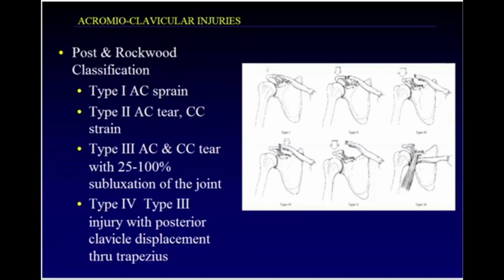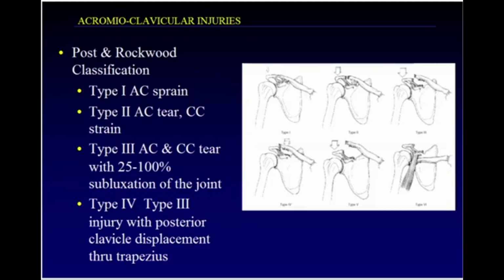Type 4s are ones where you have a type 3 injury where the clavicle is posteriorly displaced and basically herniated through the trapezius muscle. Those certainly need operative intervention. Type 5s are a type 3 injury where there's dramatic elevation of the clavicle by greater than 100%, up to 300%, where you can expect that the lateral end of the clavicle will be significantly prominent clinically and tenting the skin or even disrupted through the skin.